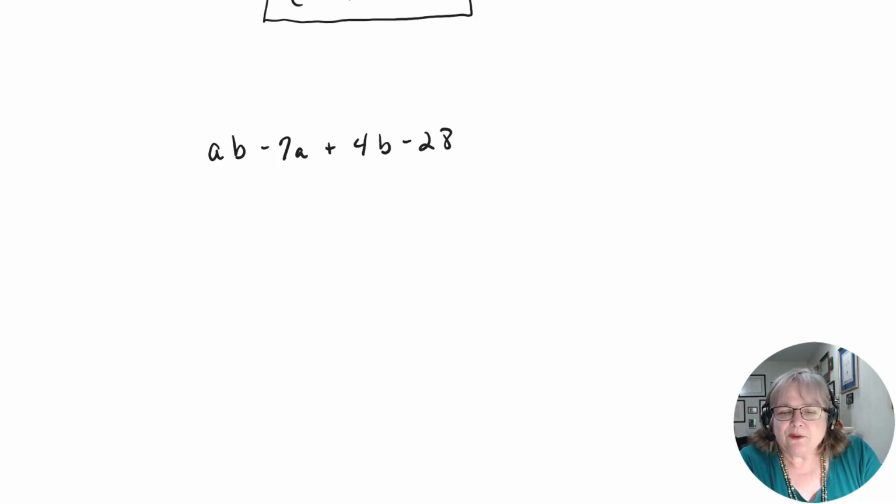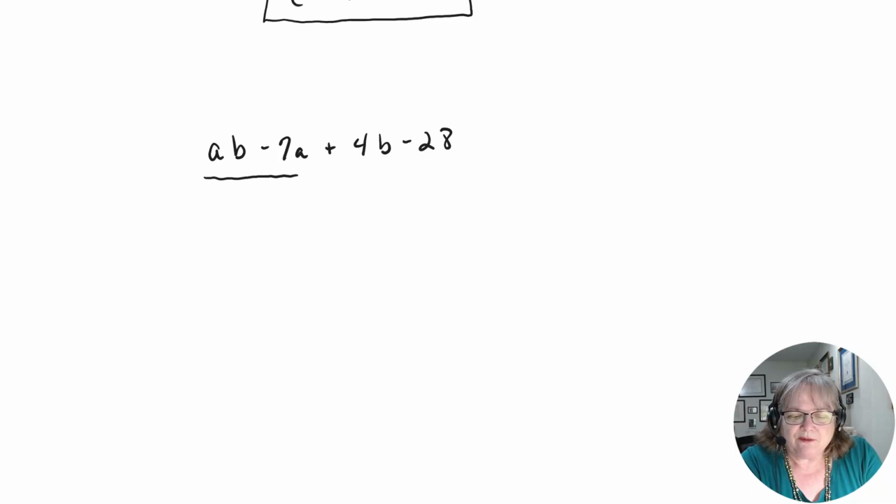So we say, okay, there's 4 terms. Maybe factoring by grouping would be a good choice. Is there anything in common all the way across all 4 terms? No, they don't all have an A or all have a B. 4 and 7 won't go into everything, so no. And there's no like terms to add together, so this is it.